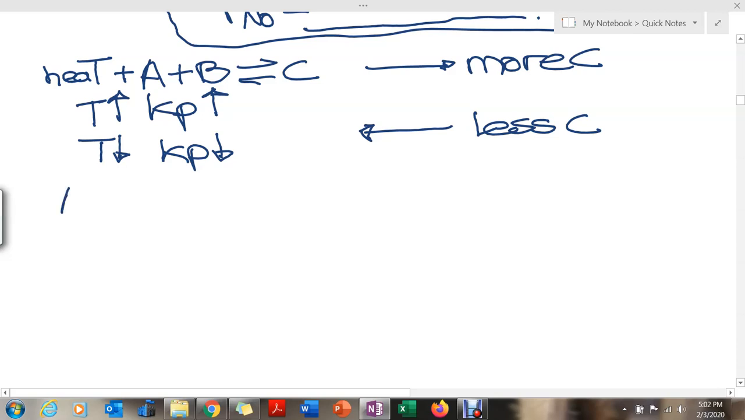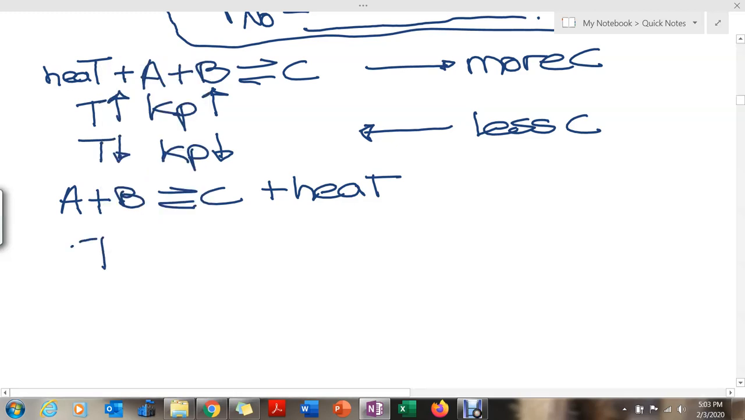So, let's do the other one just in case, when it's exo. A plus B gives me C, and let's say it's exo, so you put the heat on the right side. So what happens if you increase the temperature here? You increase the temperature. So it's going to go to the left, and Kp would decrease, because if heat is here and you increase it, it will shift to the left, and you would have less product.